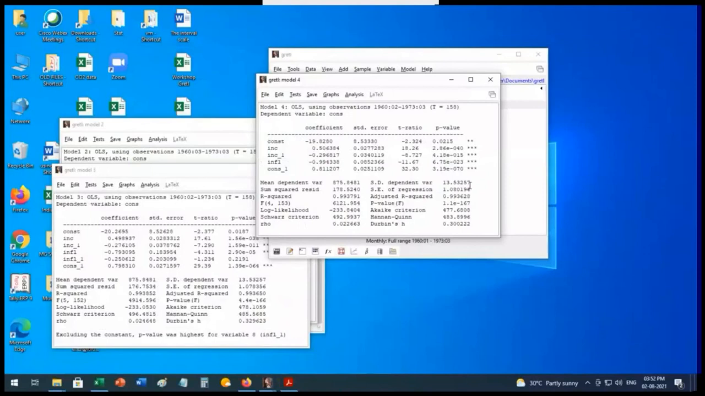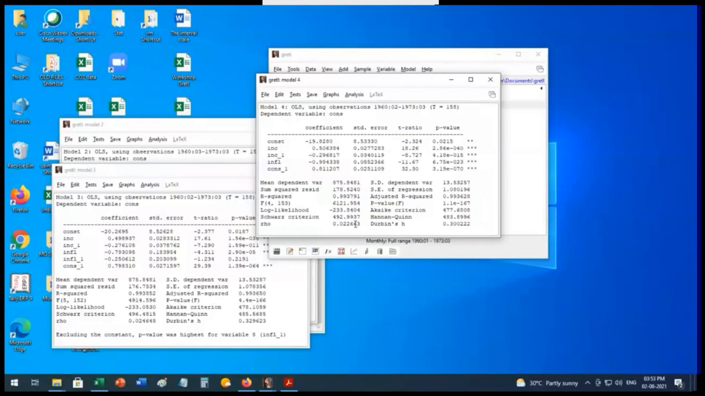Now what we have to do is see whether there is any problem with our OLS assumptions. Let us start. See, now the R square is 0.99. R square has increased highly. Now what about the rho, the autocorrelation coefficient? It is 0.022, close to 0. So does it mean that there is no autocorrelation?